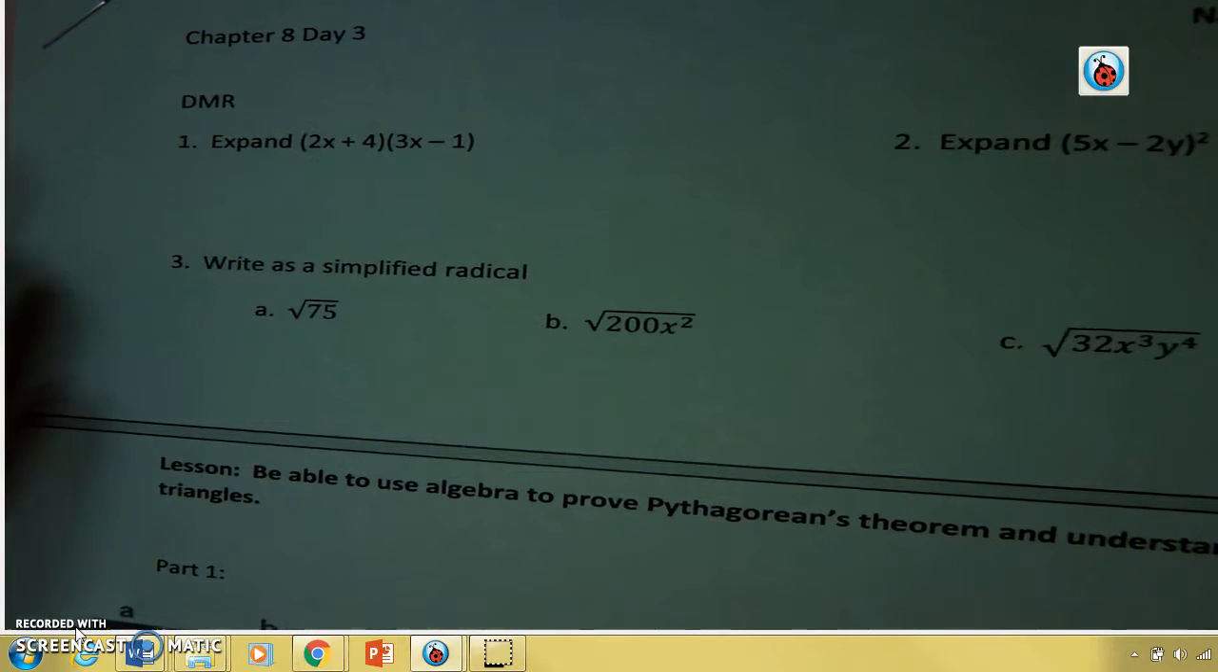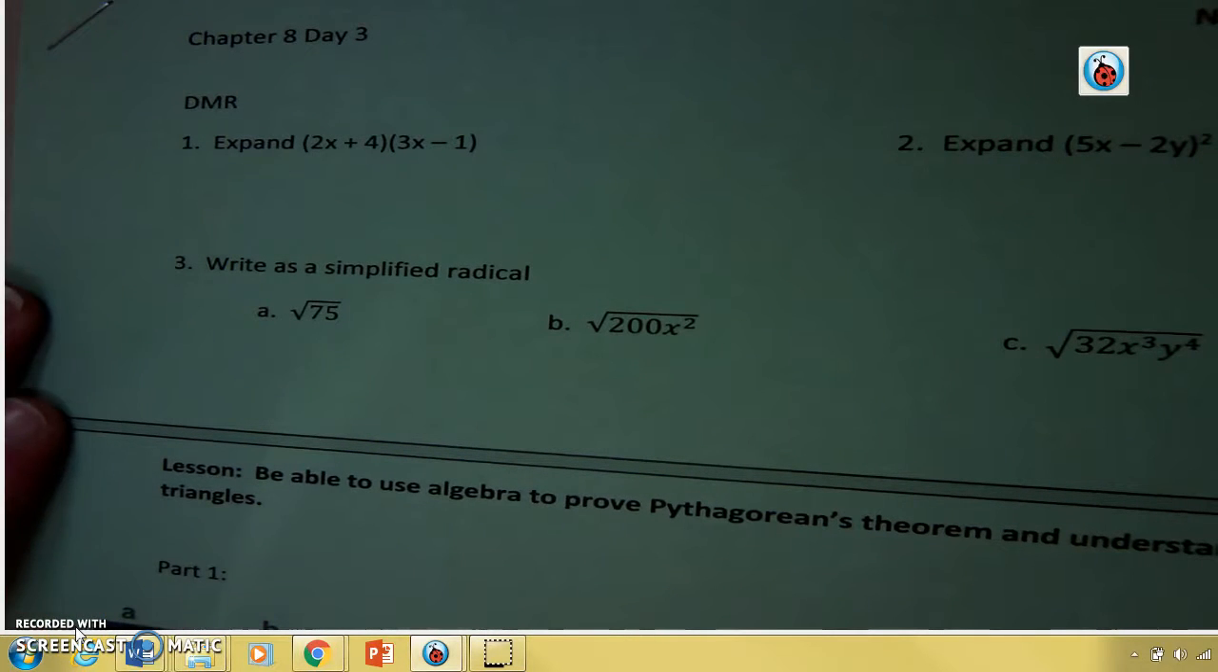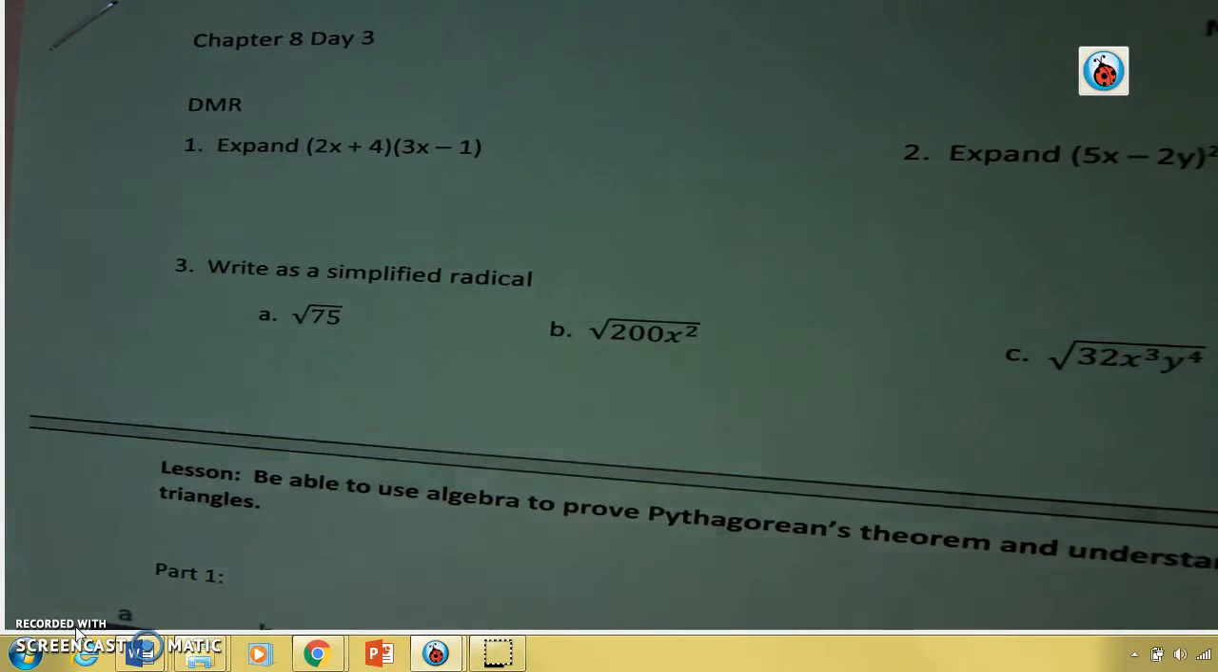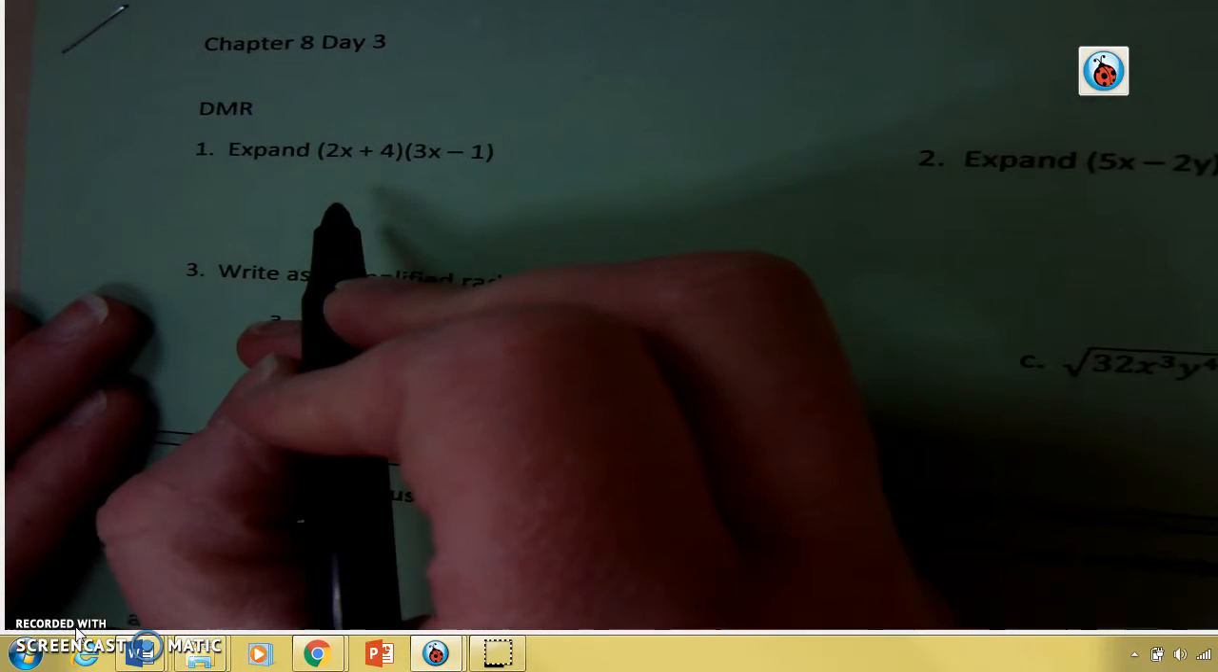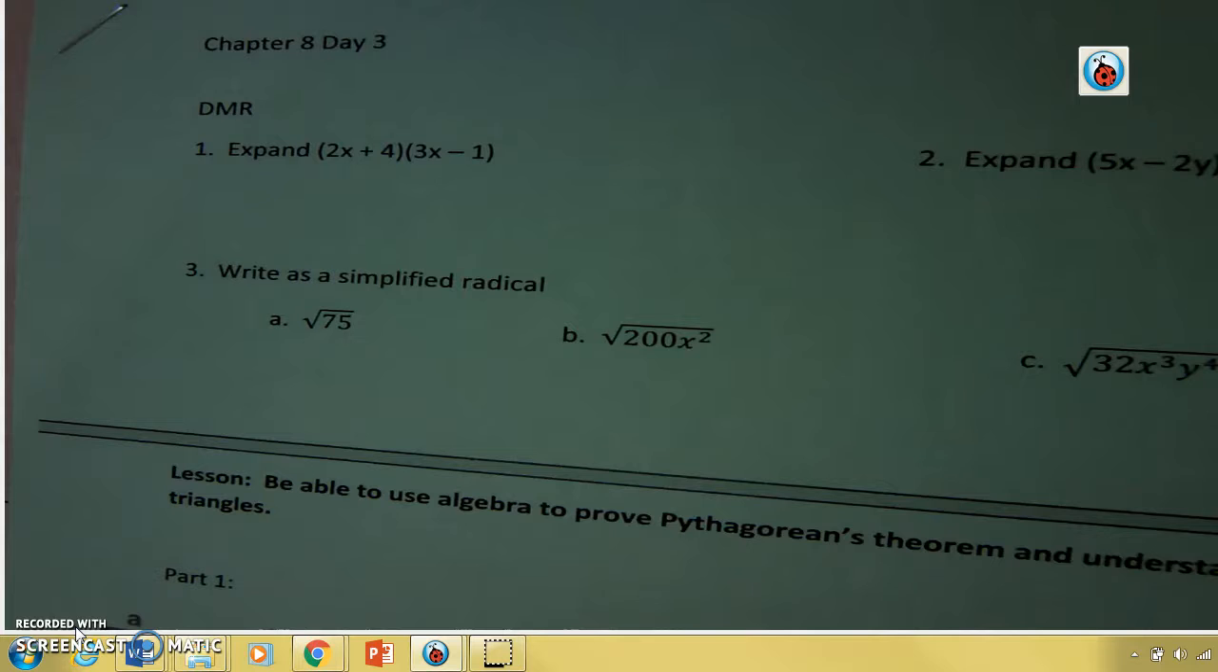All right, if you haven't done DMR, I am going to start with that. If you need to flip past it, go right ahead. But this is kind of a review, and it does lead into our lesson today. So when we see expand, often last year you guys probably learned FOIL to do this.